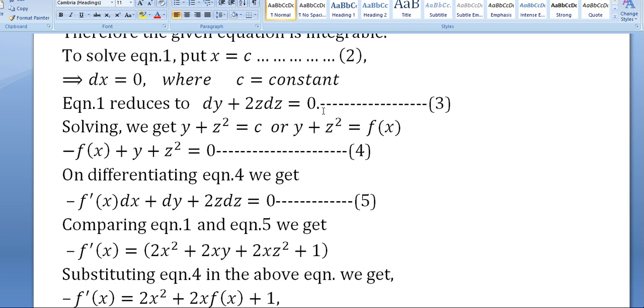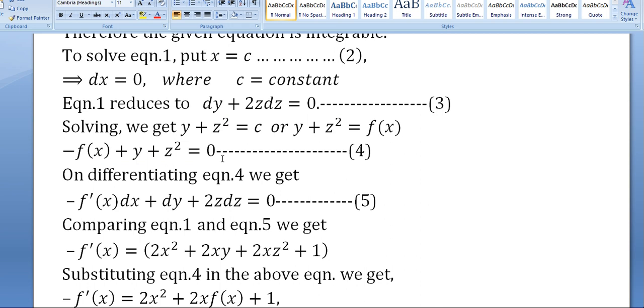So we'll integrate this now. We'll try to solve this equation. This will become integration of dy, which is y because there is no x and z term here, plus integration of 2z with respect to z will become z². So y plus z² is equal to c. So now we'll assume this constant c is a function of x. So y plus z² is equal to f(x). Now I'll transfer this f(x) to the other side. We'll get minus f(x) plus y plus z² is equal to 0.